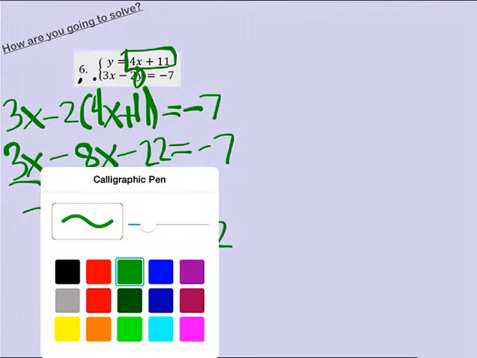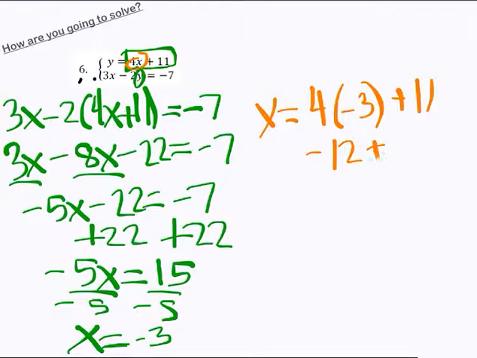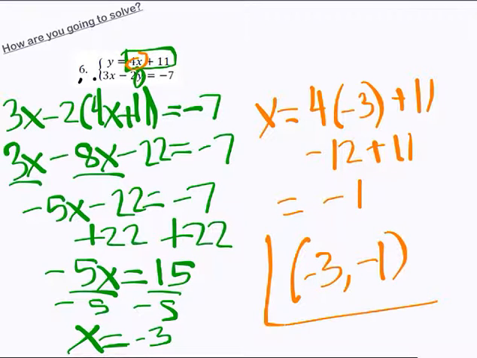So now I know that that's what x is equal to. Where I see x right there, that's what I'm going to plug in. So then I get that y is equal to 4, and now instead of writing the x, I'm plugging in that -3 plus 11. Okay? So then I get -12 plus 11 is equal to a -1. So then my final answer is -3, -1.